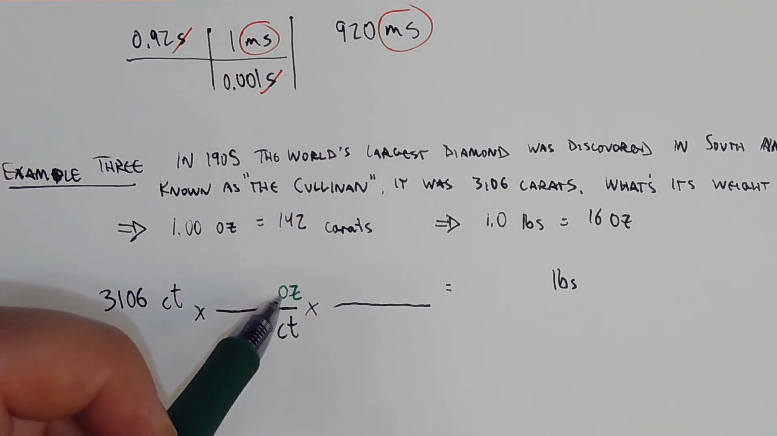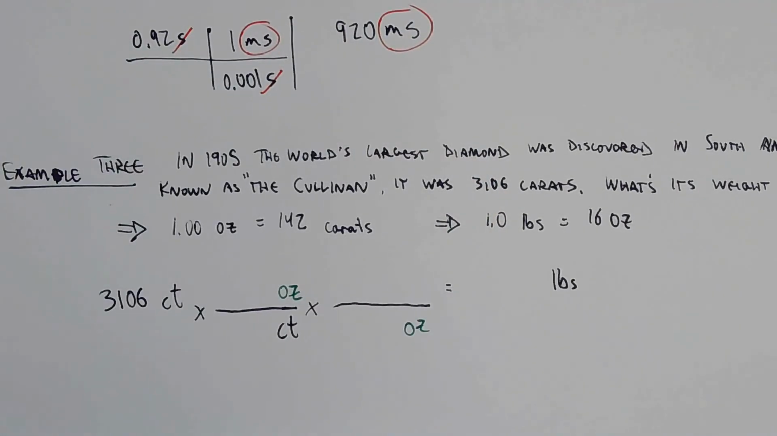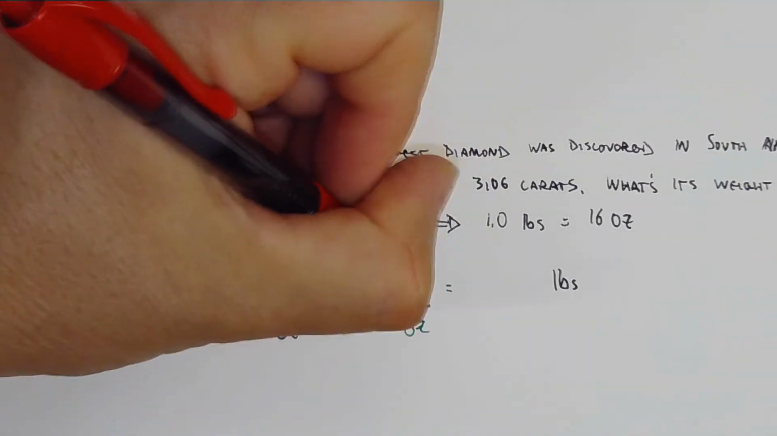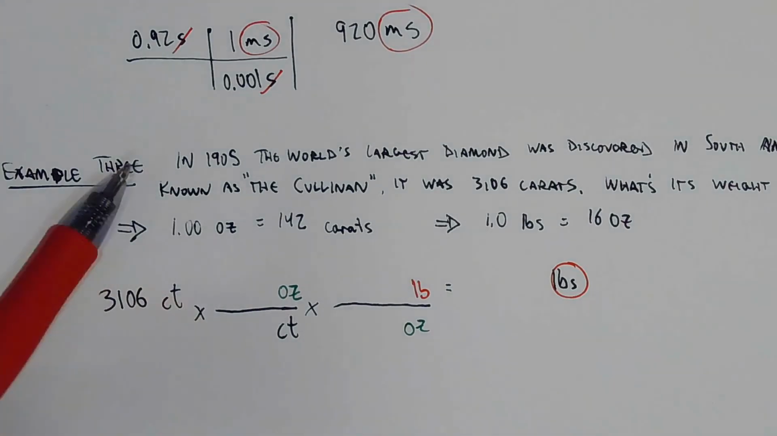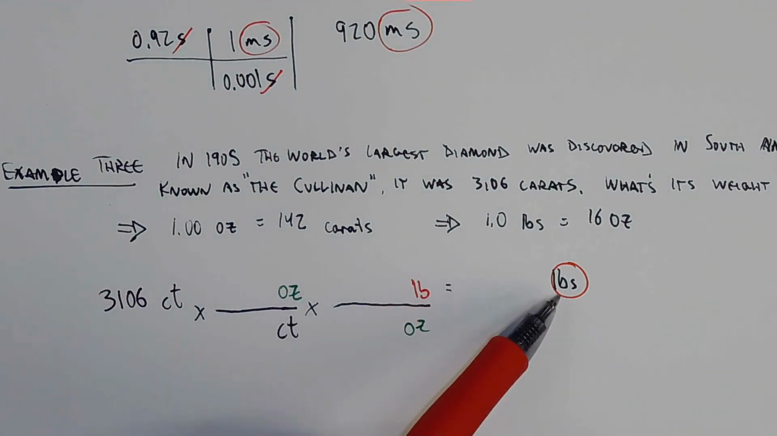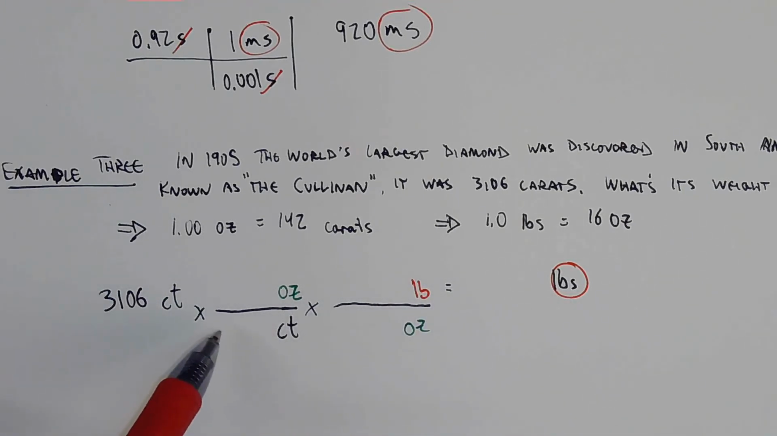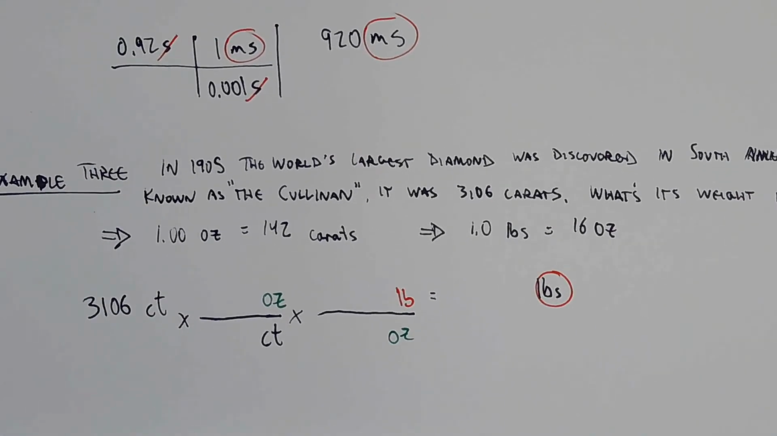Now, if I want ounces to cancel out, it will have to be on the bottom of this fraction. And then we're going to put pounds on the top. And that gets us the value that we're interested in. So just setting it up like this, carats cancel with carats, ounces cancel with ounces, pounds is our final answer. So if we look at our units like this first, then we can plug the numbers in. You may want to do it that way. It's an easier way to make sure you've got the fractions flipped correctly so you're not getting confused by the numbers at the same time.